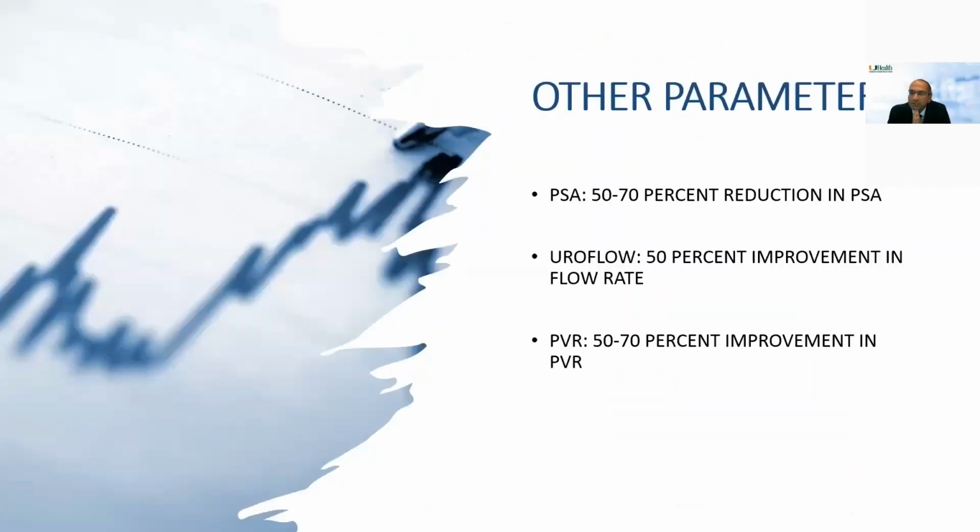How about other parameters, in terms of PSA and uroflow? We see around a 70% reduction in PSA in our entire practice. Uroflow is around 50% improvement, and PVR improves by 50 to 70%. With uroflow, we do not see 125% improvement like we see with a TURP or HoLEP or any of the laser procedures. Again, this is not like a channel. We are not creating a wide open channel.